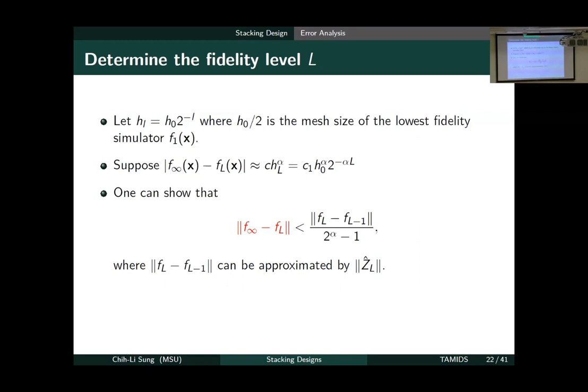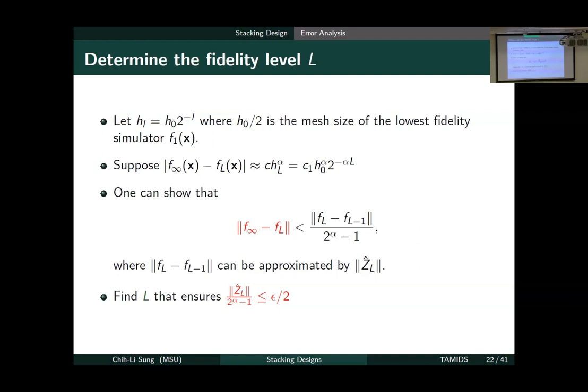Here this numerator is unknown because we never know the true function, but it can be approximated by the norm of its interpolant. Okay, and so we are going to find L, the fidelity level that can ensure this error is smaller than half of epsilon. So we can choose this L to determine the fidelity level by using this. I will demonstrate an example later on.